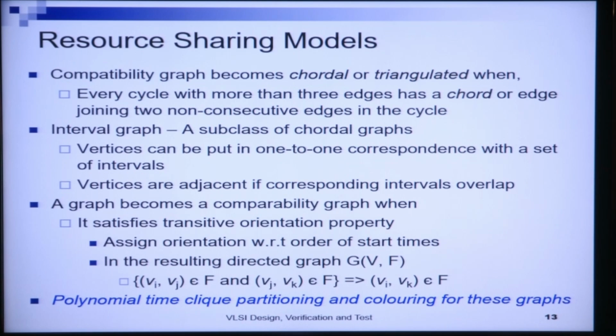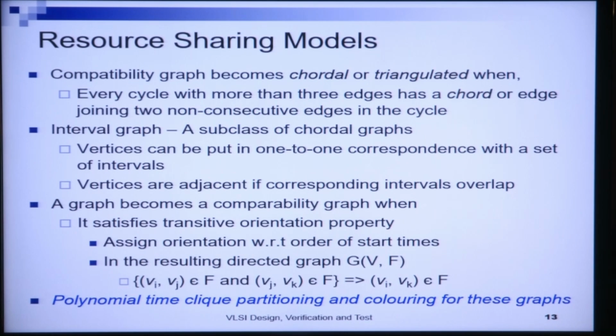So, if my compatibility graph or my conflict graph falls into one of these special types of graphs, then my graph coloring problem or my clique partitioning problem can be solved optimally in polynomial time. Hence, we need to understand these special types of graphs first to understand whether my graph coloring problem and the clique partitioning problem can be solved in polynomial time or not.